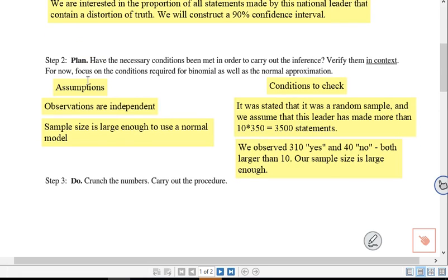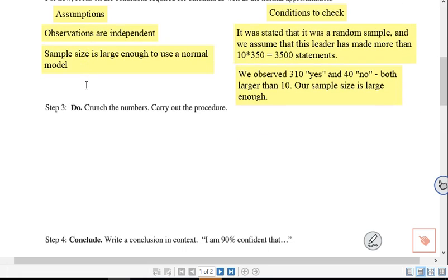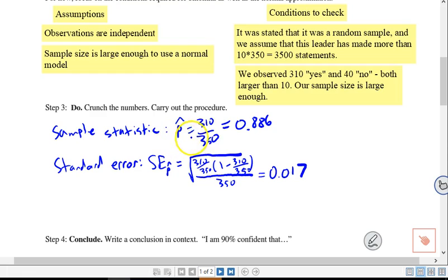Next, we can carry out the procedure. So we're going to write down our sample statistic, calculate the standard deviation, or the standard error in this case, calculate the margin of error, and put it all together. First, our sample statistic is just the proportion from the sample, so 310 out of 350, and we get 0.886 when we round it. And the standard error formula is the square root of p(1 minus p) over n. The hardest thing is just entering that in the calculator, but we get 0.017. So typical samples of this size in these conditions will differ from the true center by about 1.7%.